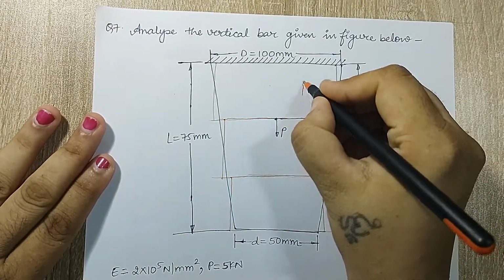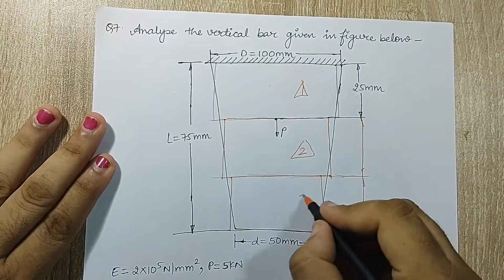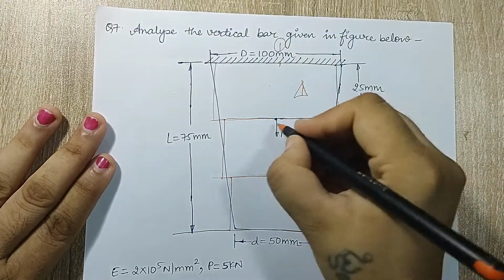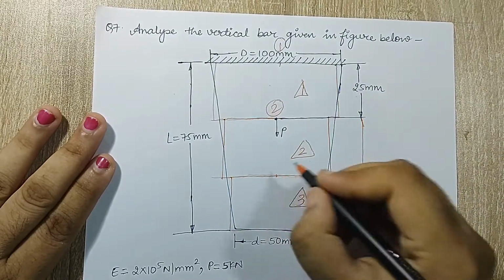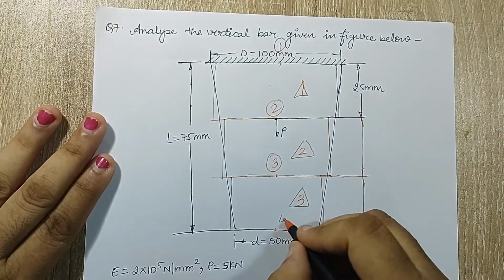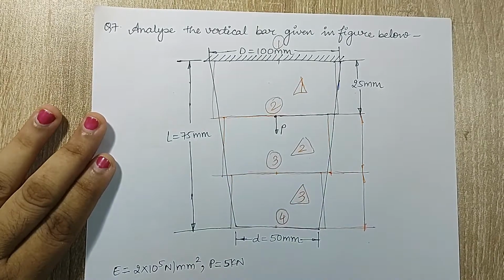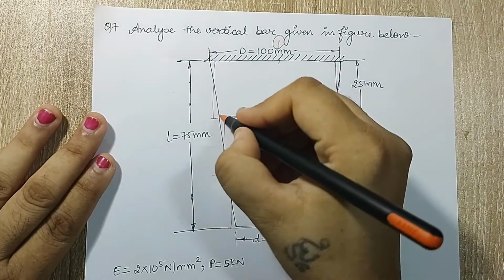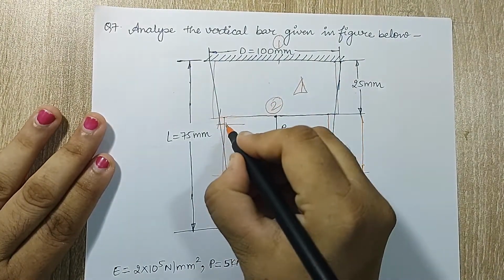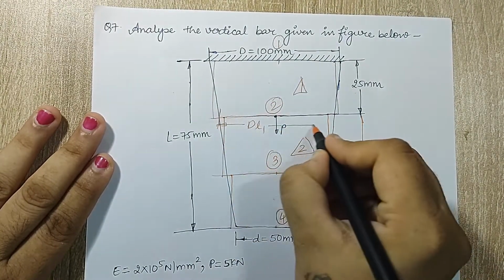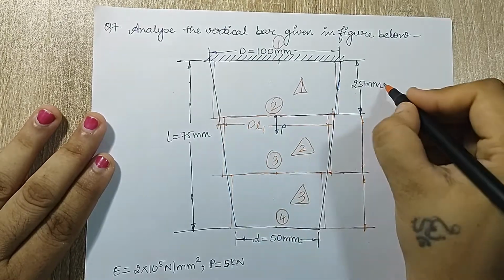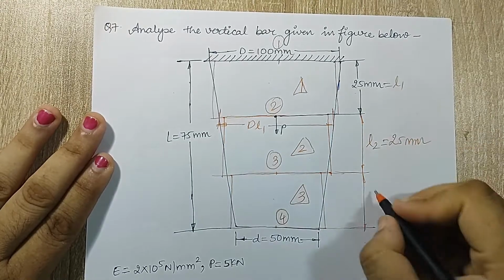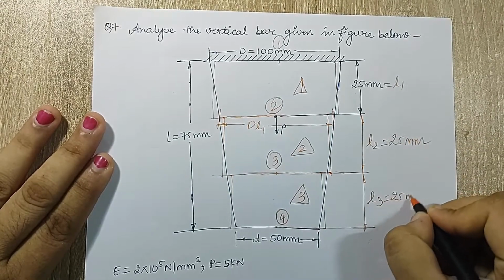This is my first element, second element and third element. Nodes will be marked here. So first node, this will be my second node. Here I'll mark my third node and this will be my fourth node. So I have four nodes, three elements. Now the diameters at these two ends are given. I need to mark a diameter here. This will be DL1. This is my L1 here. My L2 is 25 mm and L3 is also 25 mm.